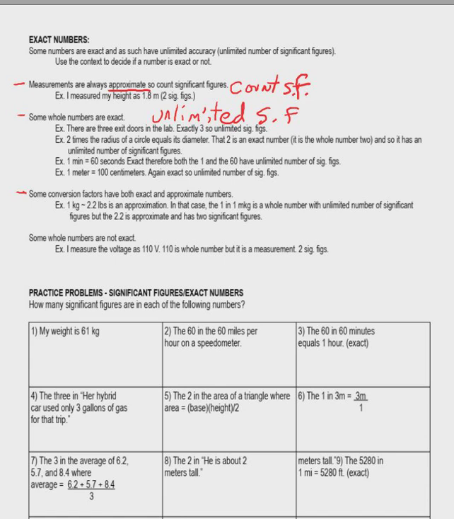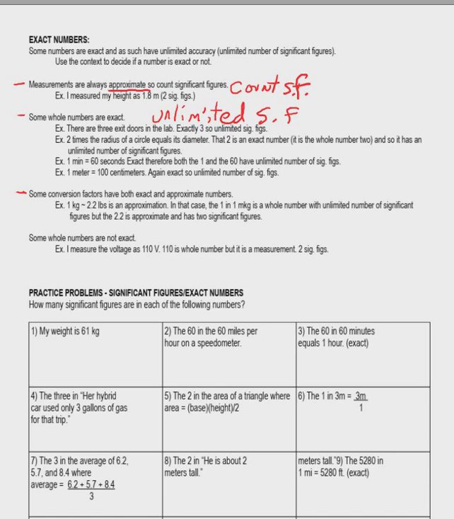Some conversion factors are exact and some are approximate. If you go from one set of units, such as metric, to English units, so kilograms to pounds, this is an approximation. So the 1, however, in that is a whole number with unlimited number of significant figures, but the 2.2 is approximate and has two significant figures. So that's one of those confusing parts we'll get into a little bit.